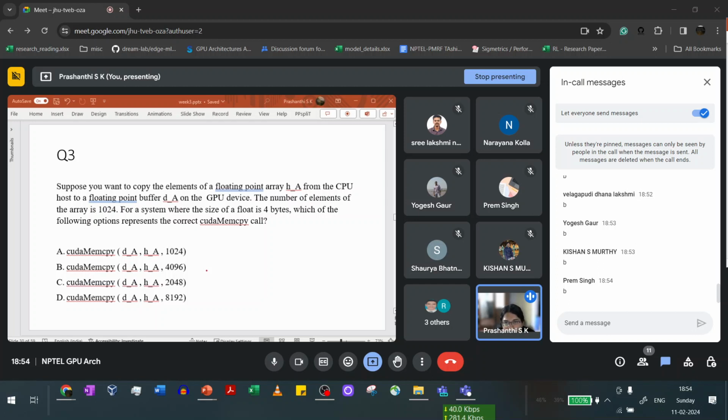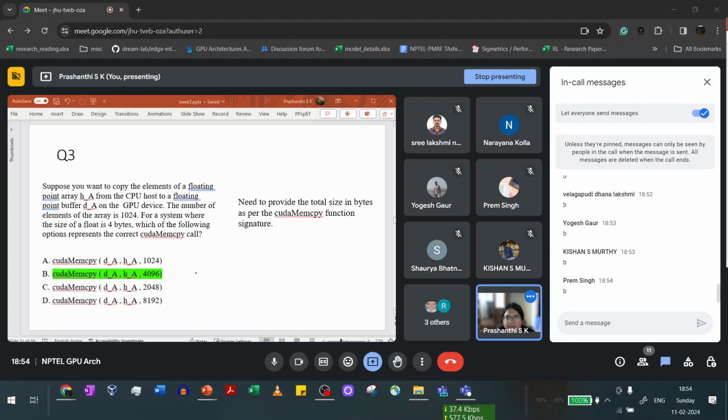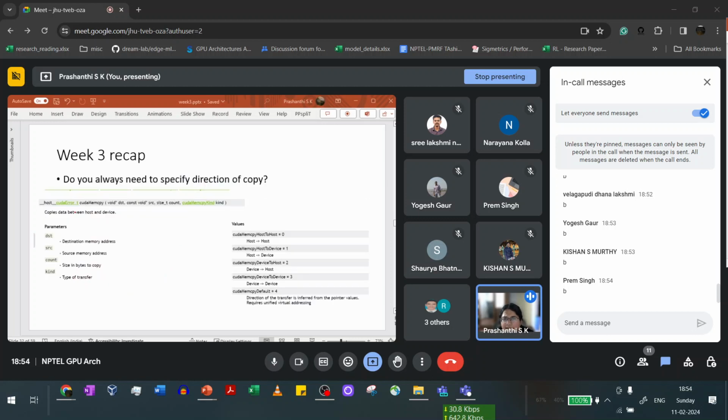Okay, let's look at the answer. It is B. So, yeah, let's look at the function signature first. So again, this is from NVIDIA documentation. CUDA memcopy is the function, and you specify the destination followed by the source followed by count, and count refers to the size in bytes. And then you have a fourth argument kind. We will come back to this.